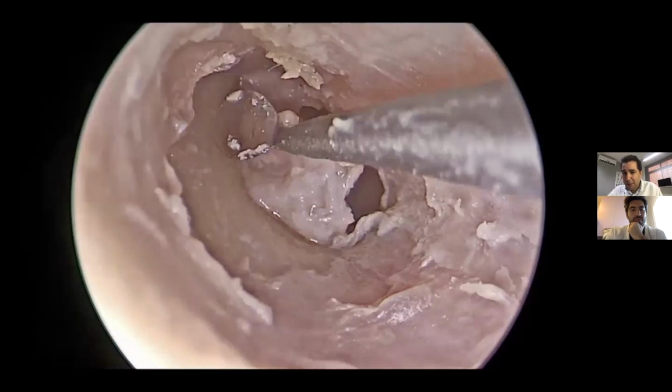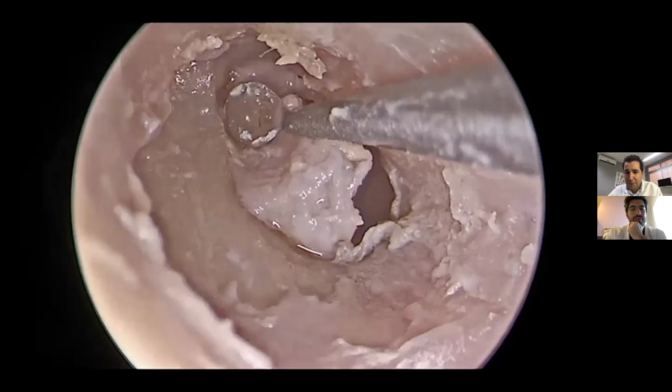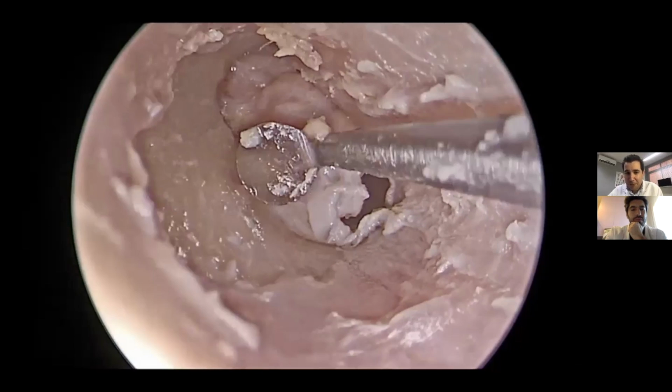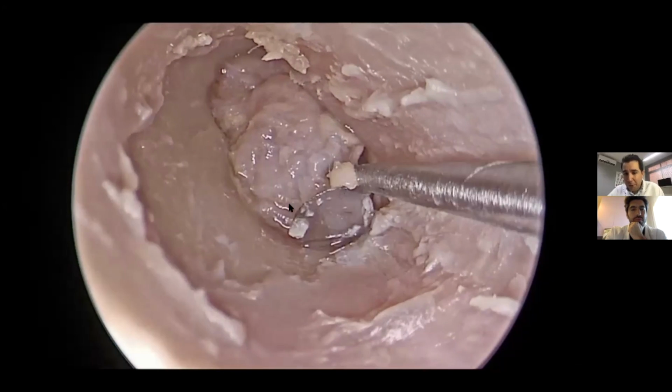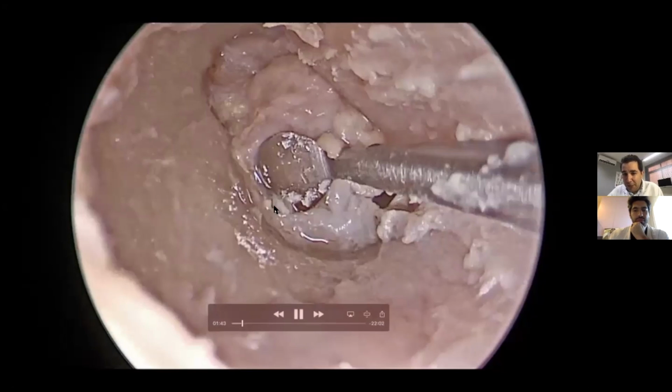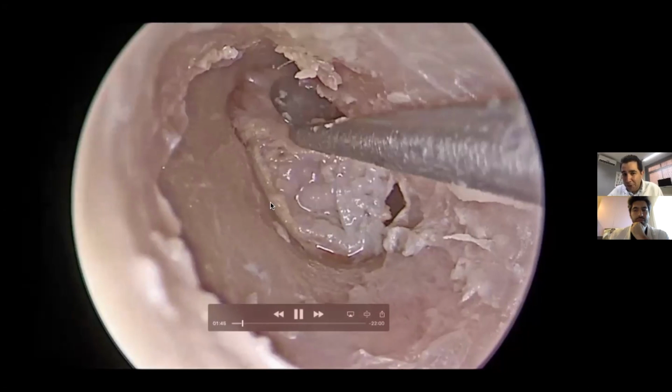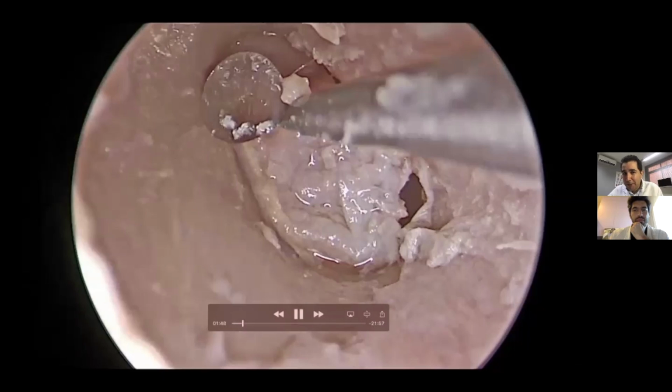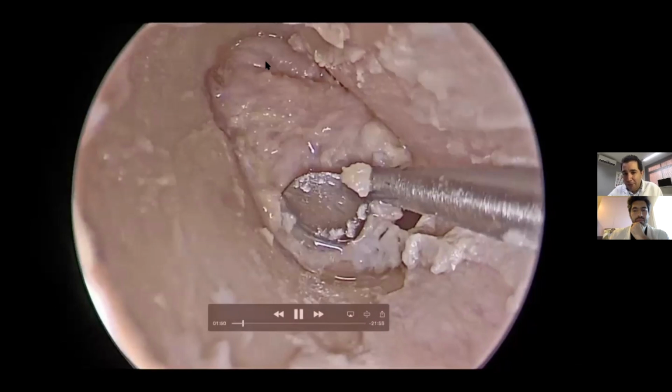Sometimes using other instruments, you cannot see very well, or you think you see, but you don't. So we go here, as you can see, there's no bleeding, it's a cadaver, and you see here the region of the annulus and the region of the annulus canal. And as you can see, we go all the way here to the malleus also.